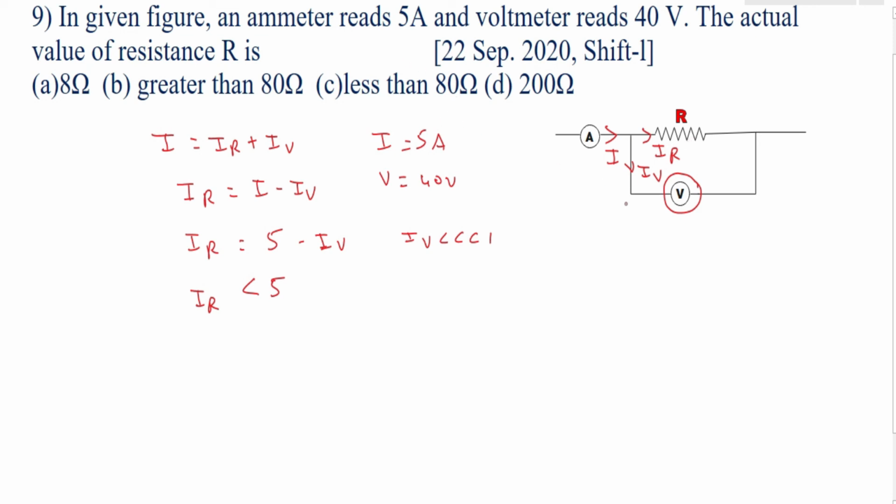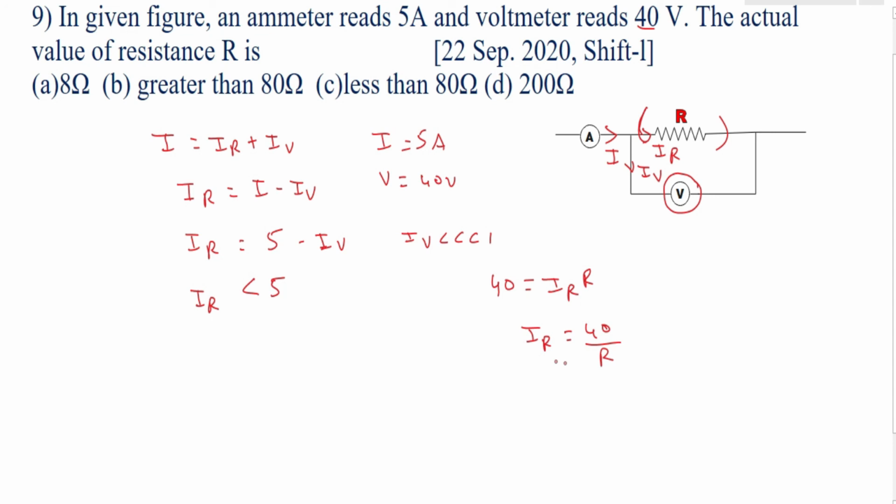Now what is 40 volts? This 40 volts is the voltage measured by the voltmeter, which is nothing but the potential drop across this resistor. So what can I write? The potential drop across this resistor, that is 40, can be written as IR, that is current flowing through the resistor, into value of the resistor R, according to Ohm's law. Okay, according to Ohm's law, we can write V is equal to IR, no? So if I apply that, what will I get? I'll get 40 is equal to IR into R. Now IR can be written as IR is equal to 40 by capital R.